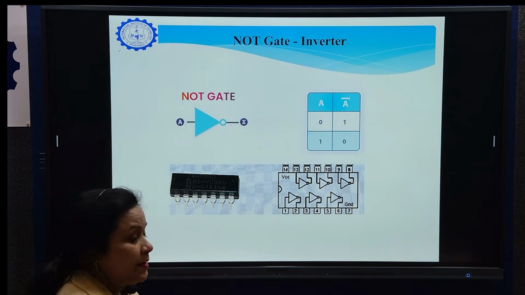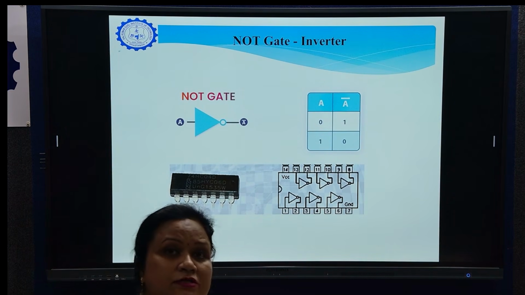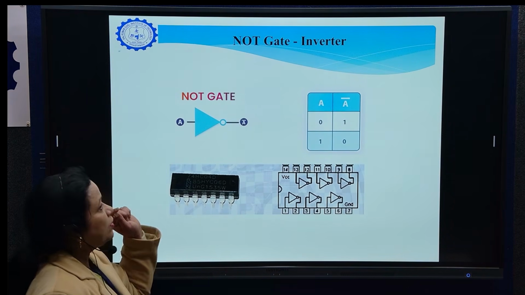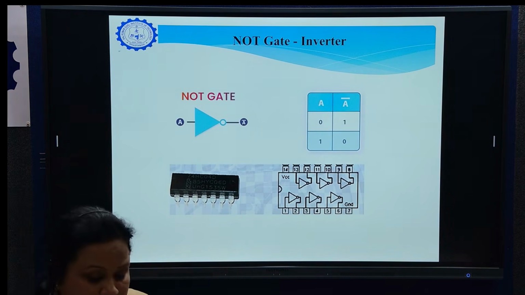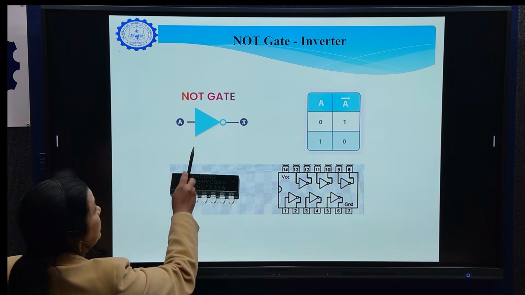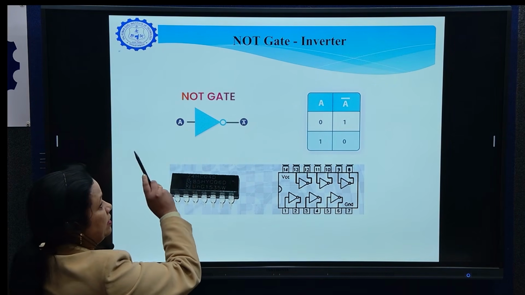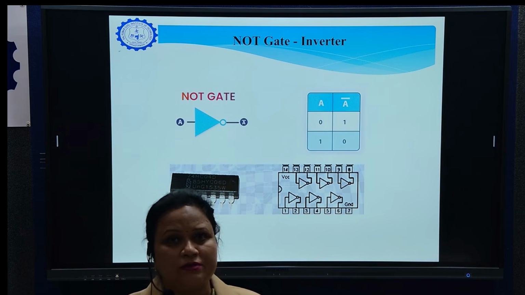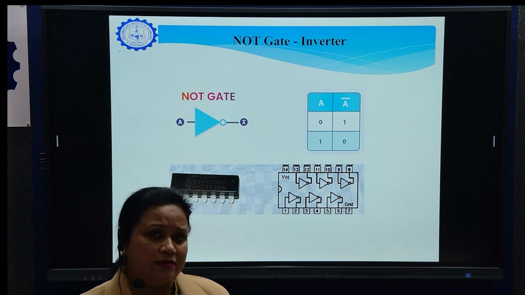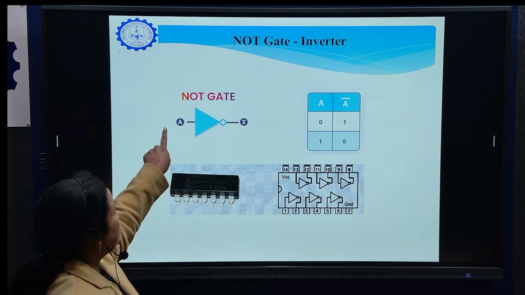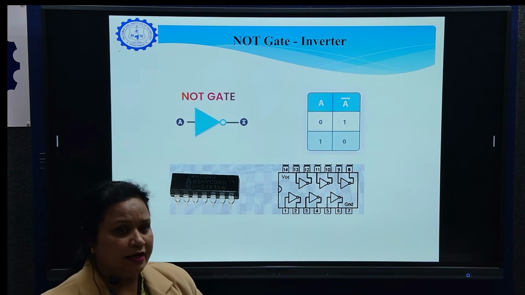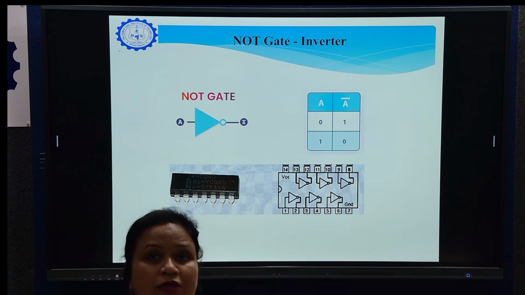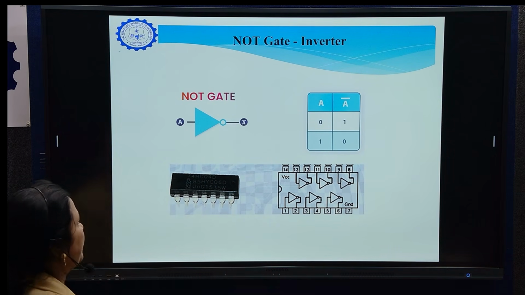Next is types of gates. The very first gate we are going to study is NOT gate. NOT gate is also known as inverter gate. This is the symbol of NOT gate. It is a single input gate. We give it an input A. A is a binary variable, so it can have two values, either 0 or 1, because we are studying digital. In digital, everything works in 0 and 1, it has only two states, either on or off.